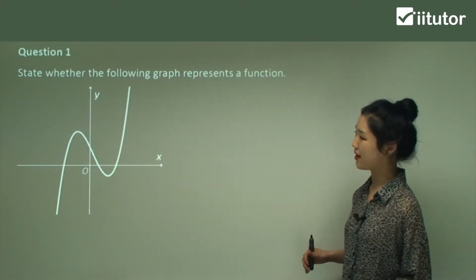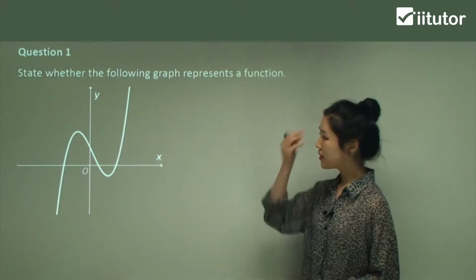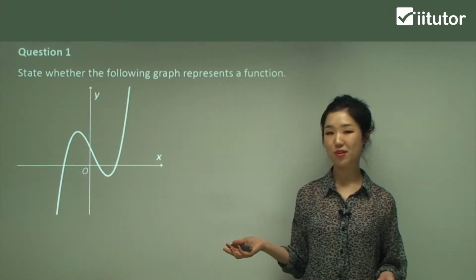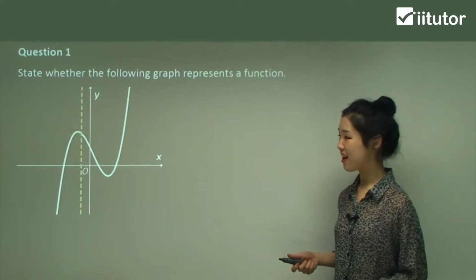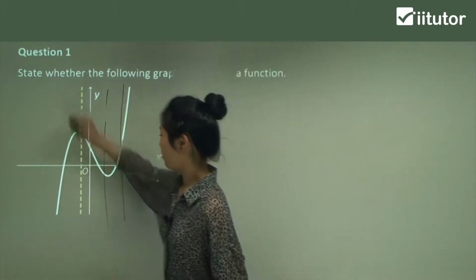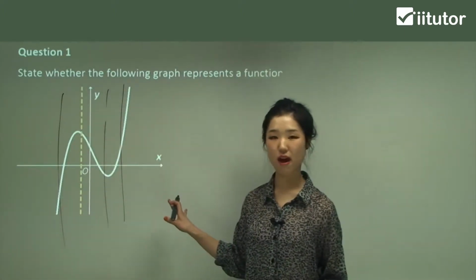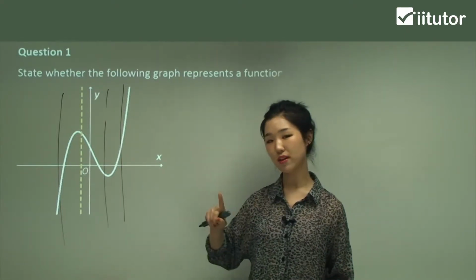Starting with question 1, state whether the following graph represents a function. And they give you a graph, so I'm simply going to use my vertical line test. So simply draw a vertical line just like that, okay? And try drawing it in other places as well, like here, or here, or here. Just draw it anywhere on the graph. Do you think any of those vertical lines touch the graph more than once?